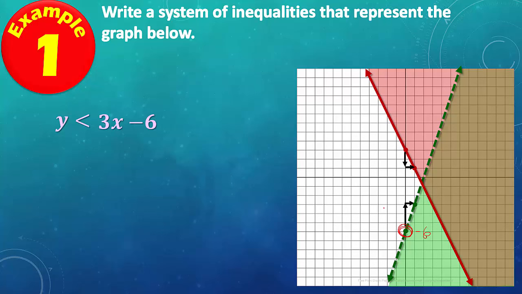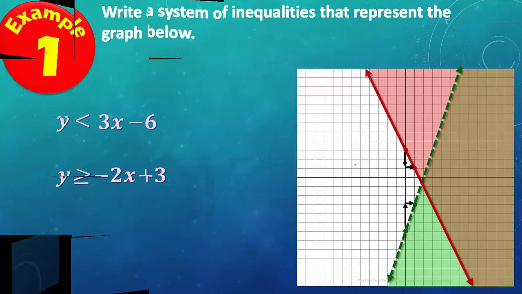Now we go to the second one. We know that y is greater than or equal to. It's or equal to because it's a solid line, greater than because it's shaded above. And it crosses at a +3. And then we go down 2 and right 1. Since we're going down, it's negative, and it'd be -2x.